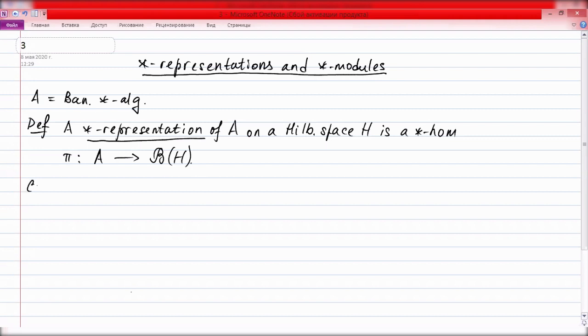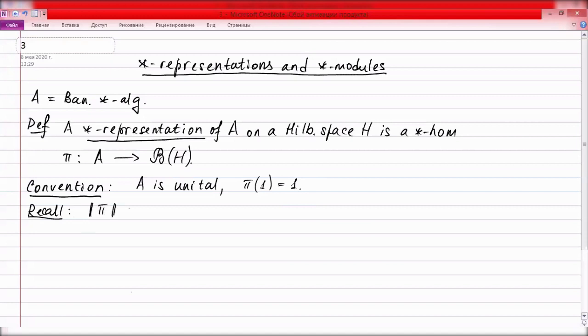For convenience, let's adopt the following convention. We will always assume that our algebra A is unital, and we also assume that pi is unital in the sense that it takes the identity of A to the identity operator on H. And let's also recall that such a representation is automatically continuous, and that the norm of pi is less than or equal to 1. Actually, we proved some time ago that each star homomorphism from a Banach star algebra to a C-star algebra has this property. So now B of H is a C-star algebra, and this result applies.